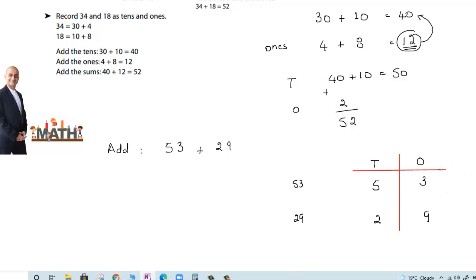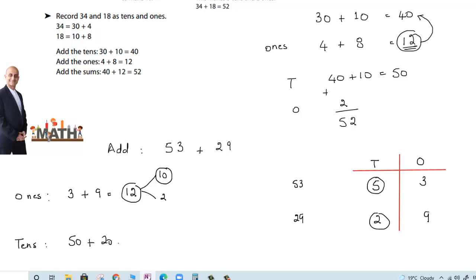If I start with the ones, I have 3 plus 9. This is 12. The 12 I can separate as 10 and 2. So I can give this 10 to the tens. Under tens, I find 50 plus 20 plus 10, which means 30 and 50, 80. And don't forget I have 2.